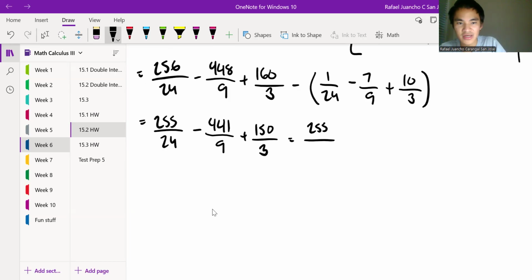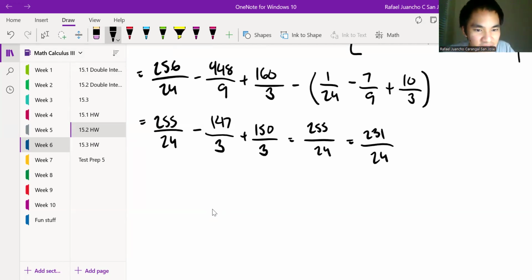Okay, let's try. What happens to 441 divided by 3? Oh, so I can do that. So this one I got 3. This one I got 147. Lucky. And then I can do this. Well, that 150 minus 147, that's 3 over 3. Then that's 1. Then that's minus 1, that's minus 24. 231 over 24. Goodness gracious.